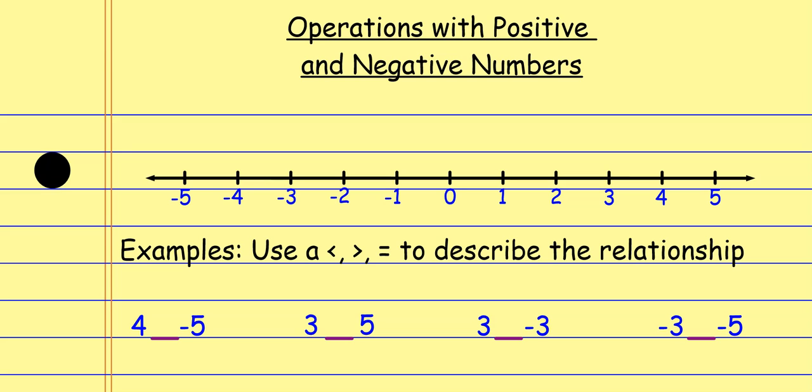Hi there, folks. Today we're looking at operations with positive and negative numbers. And the first thing we want to look at is a number line. And then we also have to talk about the symbols that are on this number line. We see the positive numbers 0, 1, 2, 3, 4, 5. So the positive numbers 1, 2, 3, 4, 5. And then we see what we call negative numbers: negative 1, negative 2, negative 3, negative 4, negative 5.